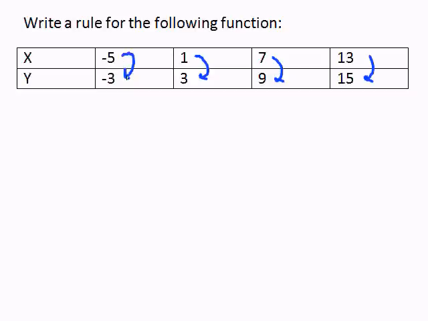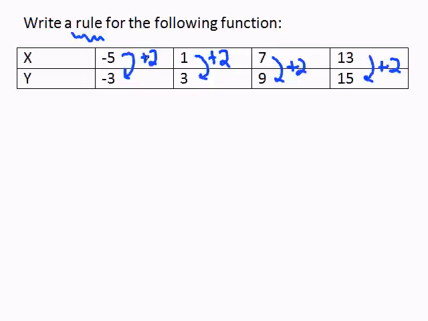So x is our input, y is our output. In order to write our rule or our equation, we need to find a pattern. What's being done to x to find y? Could be guess and check. Let's take a look. Suppose to go from -5 to -3, you just added 2 to your x. -5 plus 2 is -3. Let's see if that works for the next one. 1. Can we just add something? Sure, we can add 2. 1 plus 2 is 3. 7 plus 2 is 9. 13 plus 2 is 15.